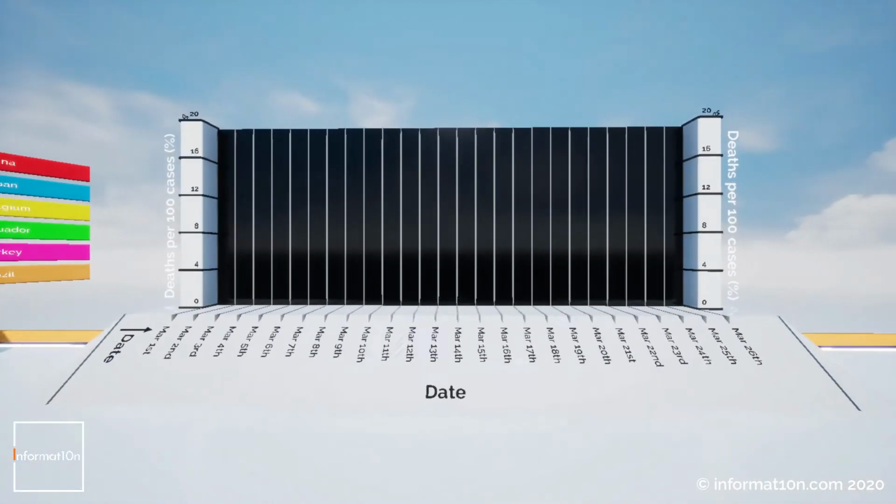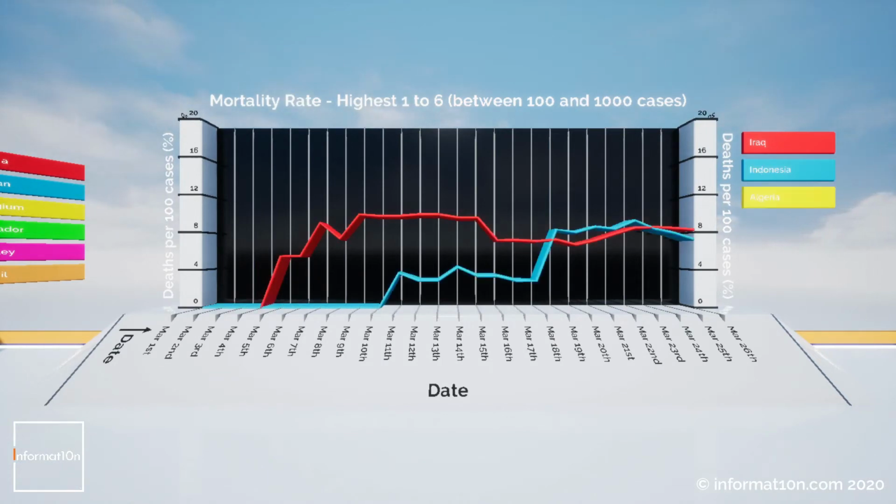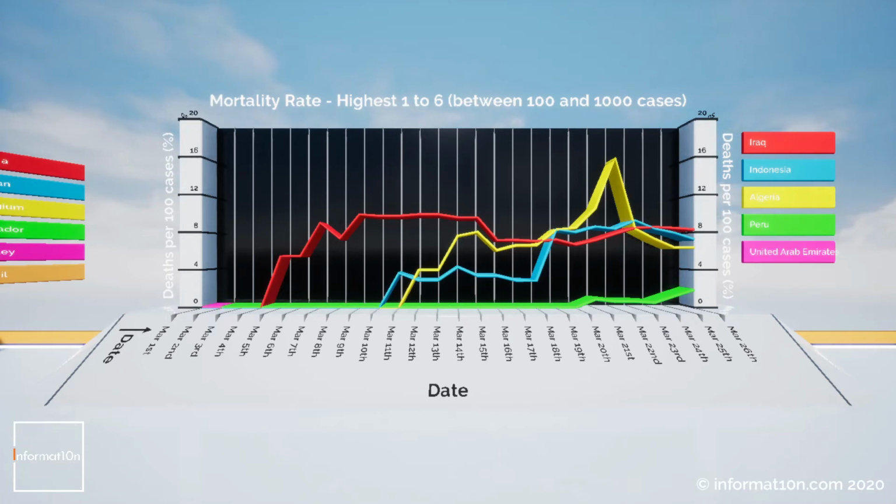So not as much data, not as reliable perhaps, and maybe not as much testing taking place in these countries, or it just has a smaller population and is not getting as high a number of cases. So we can see the lines there for Iraq, Indonesia, Algeria, Peru, UAE, United Arab Emirates, and Egypt. And you can see with Peru and the United Arab Emirates, the curve only goes up right towards the end.